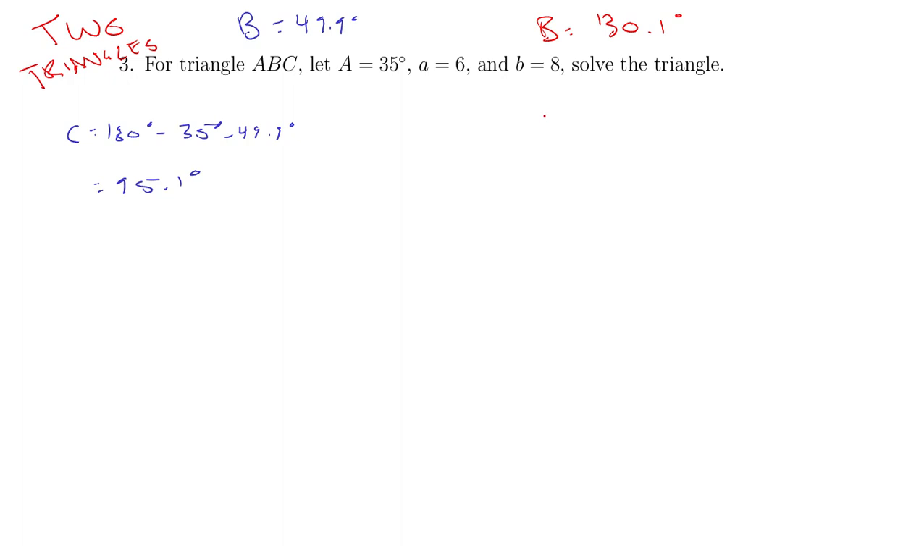Over here, let's see what our angle C is. I think I already did this, but it was 180 degrees minus 35 degrees minus 130.1 degrees. That's, what is that? 14.9? Is that right? That's negative 165.1. Yeah, 14.9 degrees. All right, and now you can find a second lowercase c for the side length. So I'll give you a second here to finish this up.